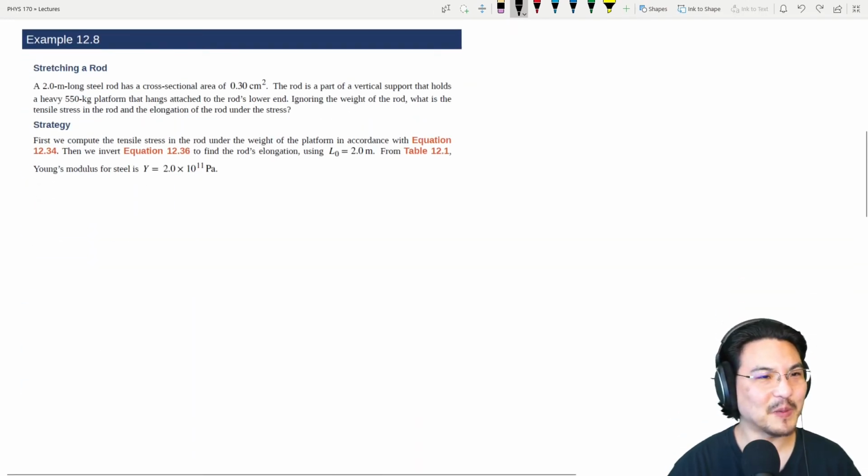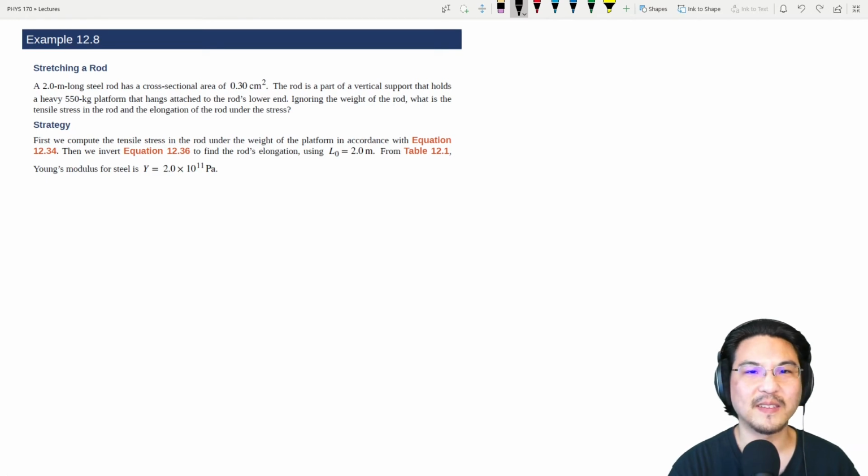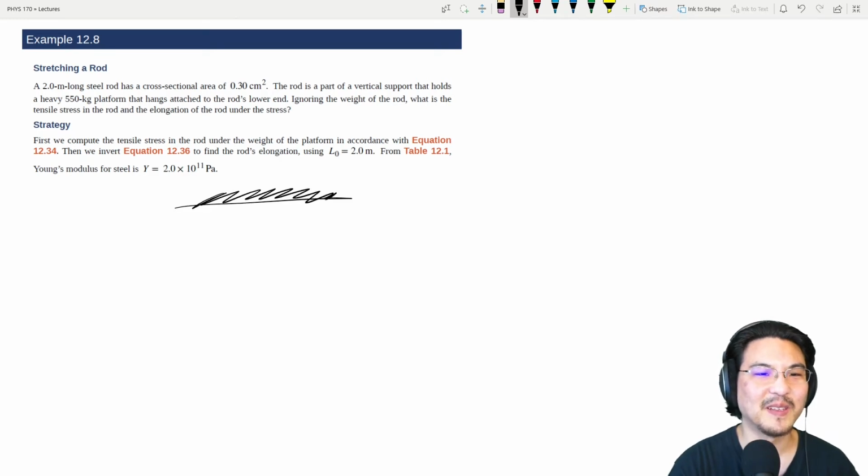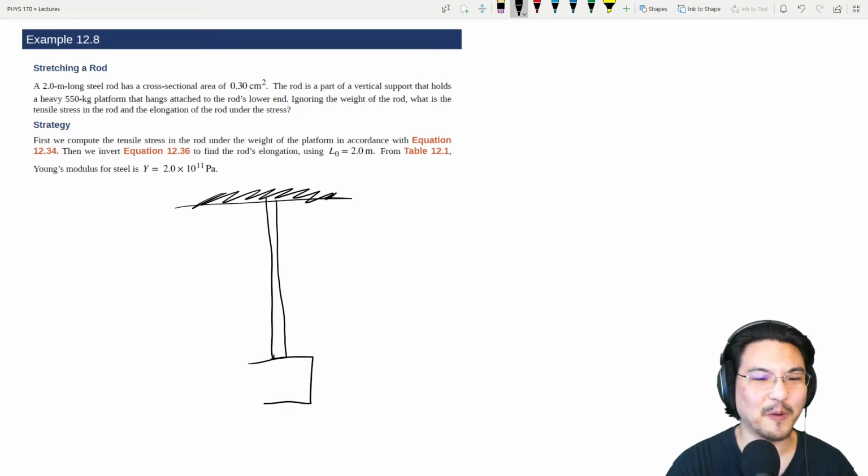Okay, let's try some examples here. So let's see, there's a rod. I'll just make some kind of illustration. Imagine there's a bar welded to the ceiling, and then it's holding a platform over here.